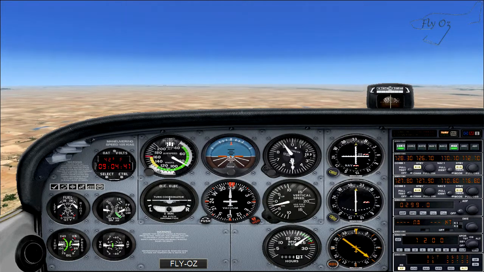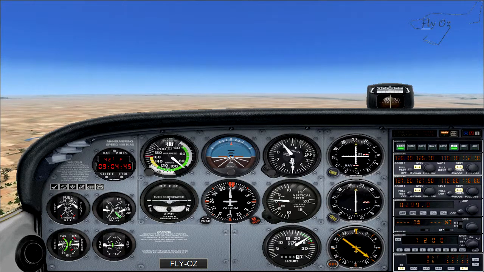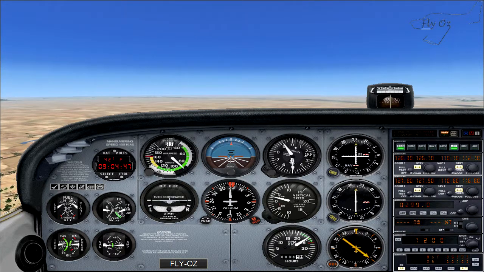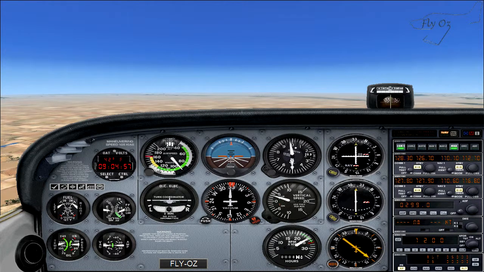In our second demonstration, we're going to bank the aircraft and stall it at 30 degrees angle of bank. Notice that when we stall at various angles of bank, our stall speed is going to be a lot higher due to the increased requirement for lift. As a result, we're going to have an increase in drag.